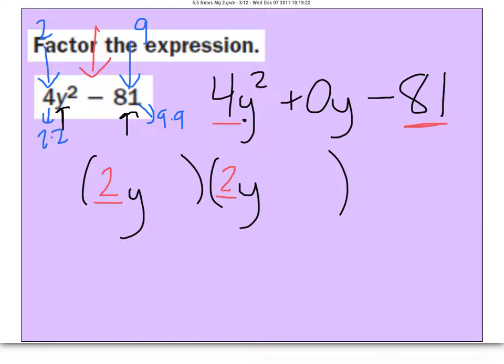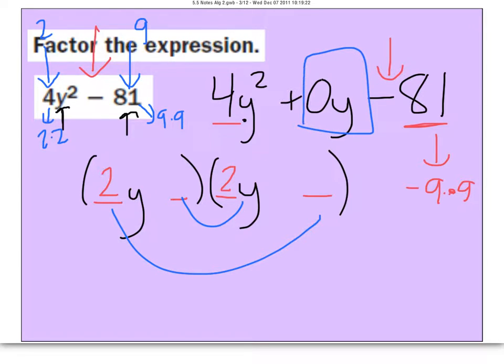Let's break the negative 81 down and use the two 9s that make 81. One does have to be negative though because the multiplication here is a negative answer. And we're going to put that here and here. And then when we multiply this and this, our middle term will be 0. So we'll do negative 9 and then plus 9, which will give us a negative 18y and a positive 18y, which cancel out. Therefore, we did find the correct answer.